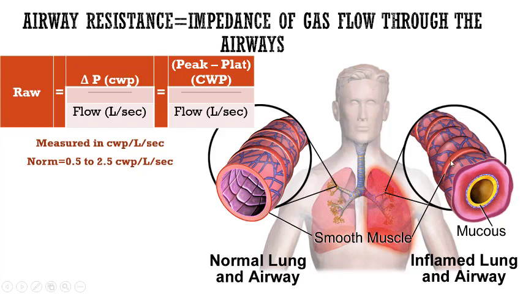This is an airway that's bronchospasming. You can see that smooth muscle is contracting down. It's inflamed, you have swelling of that tissue, and you have mucus in there. So this is obviously going to be an airway that's impeding the flow of air. That's going to have a high airway resistance, versus low airway resistance.